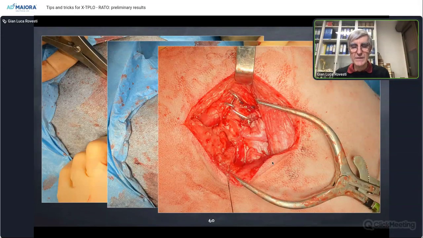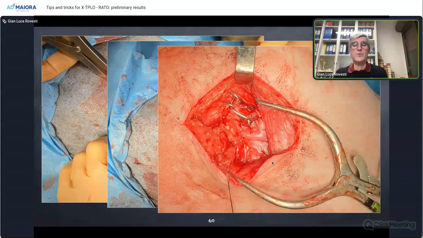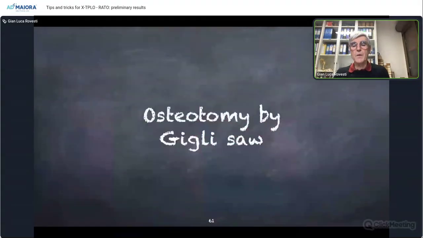And this is exactly the reason why the plate was developed, in order to make this procedure easier. But to be able to perform the osteotomy in a more predictable way, we developed this technique by the Gigli.